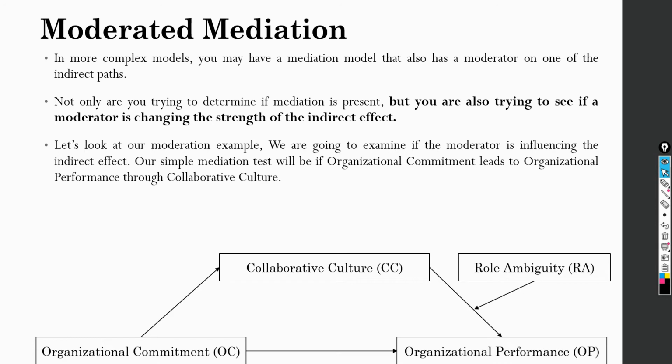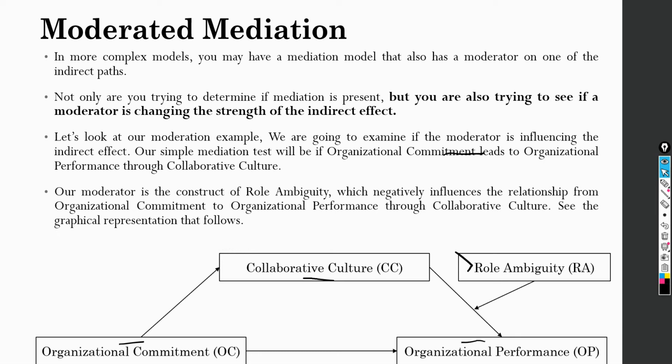Now in this example, we are going to examine if the moderator, that is your role ambiguity, is influencing the indirect effect. Indirect effect of what? Organizational commitment on organizational performance through collaborative culture. Now our moderator is role ambiguity, which negatively influences the relationship from organizational commitment to organizational performance through collaborative culture. And this is the graphical representation.